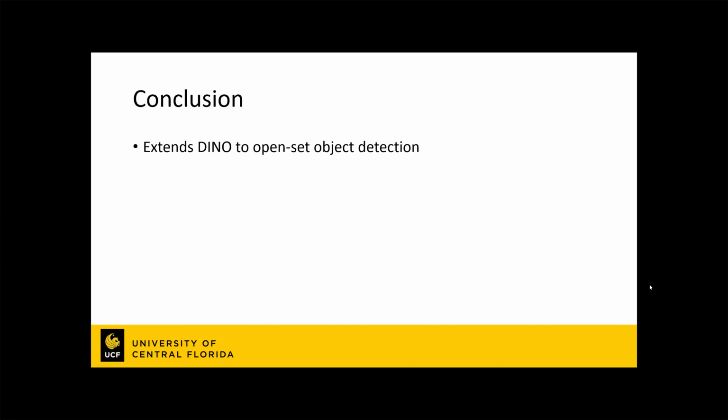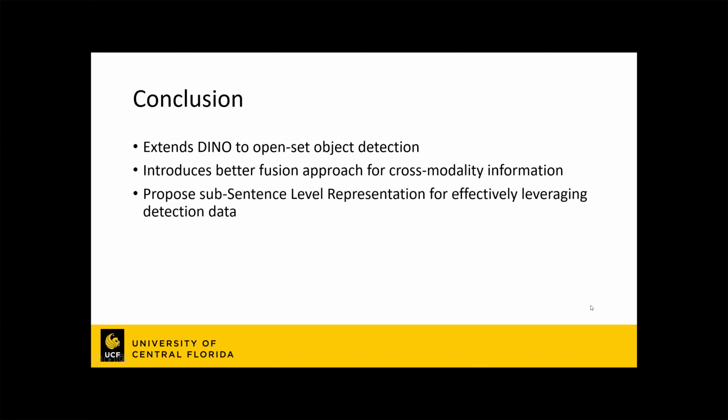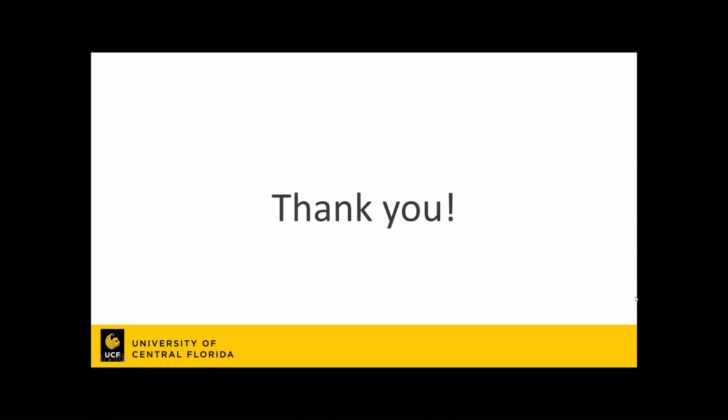In conclusion, basically what this all brings together is that it extends the original DINO model to open set object detection, introduces fusion approaches for cross-modality information, and proposes subsentence level representation for leveraging that detection data, as you can see by the applications with stable diffusion. And it also extends the open set detection for REC tasks.